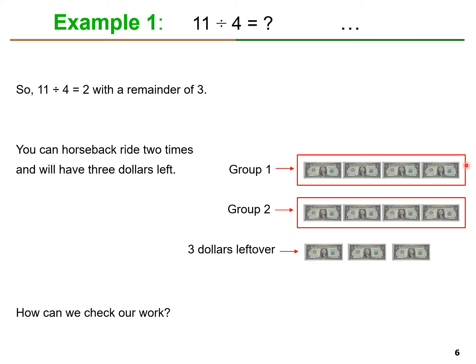How can we check our work? As always, if I multiply the quotient times the divisor and add the remainder, I should get the dividend. Let's see here. 2 times 4 is 8. 8 plus 3 is 11. Bingo! We have correctly solved the problem.